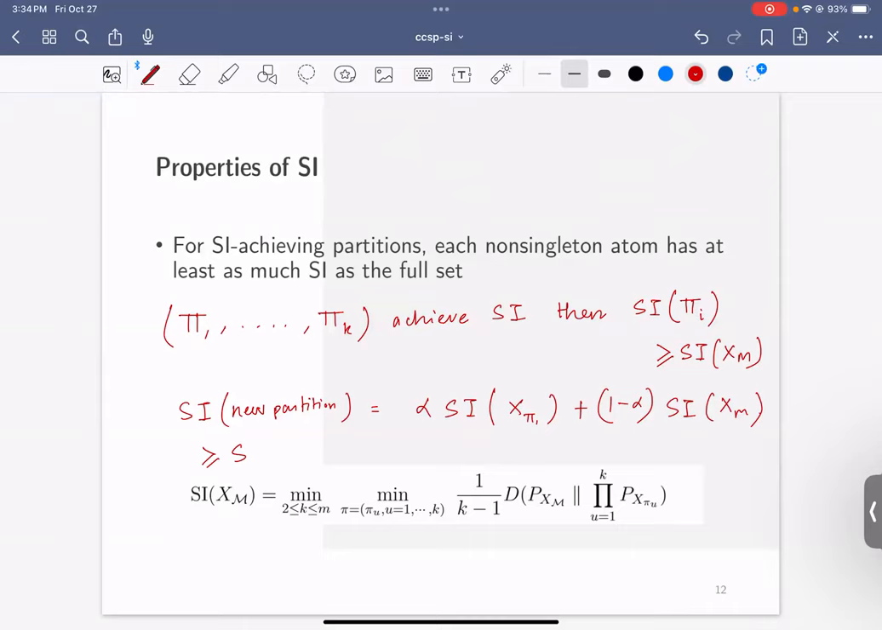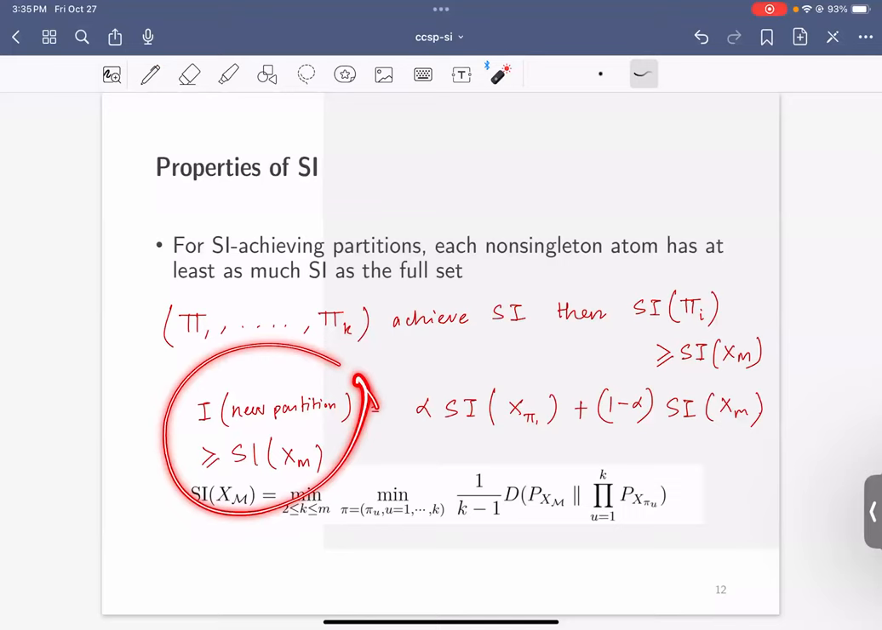But what's going to happen is that one of these things can be expressed as a linear combination of the other two, and what you can observe is that whatever the new partition is, the divergence expression will be greater than or equal to the SI of XM. Yeah, so okay, I got it. So if this thing is bigger than or equal to the SI of XM, and this one was already SI of XM, this entire quantity has to be between SI of X pi 1 and SI of XM. And the only way that can happen while maintaining this inequality is if this thing is bigger than SI of XM.